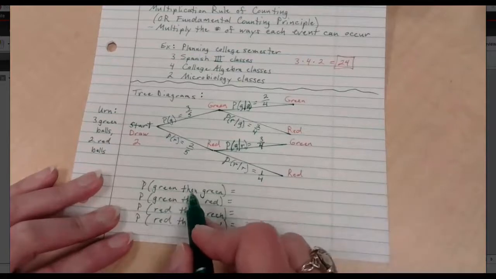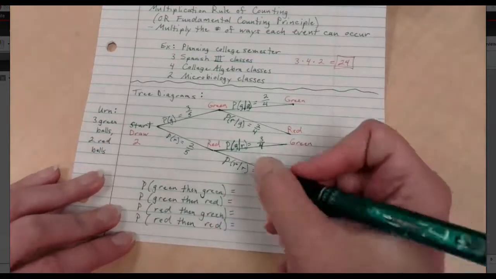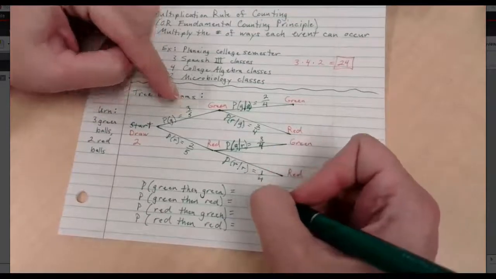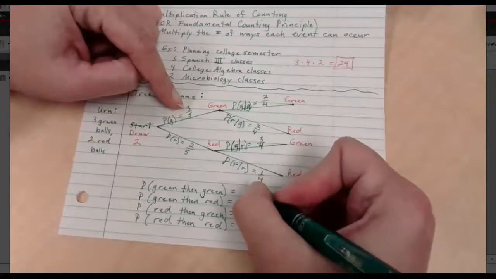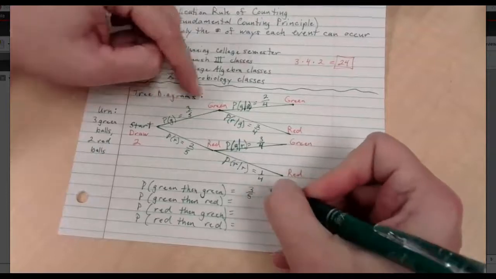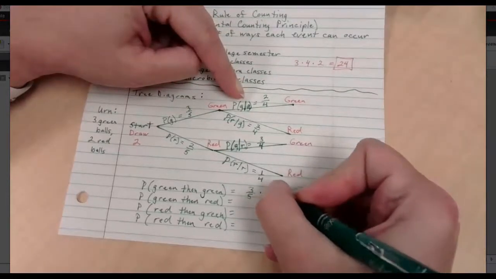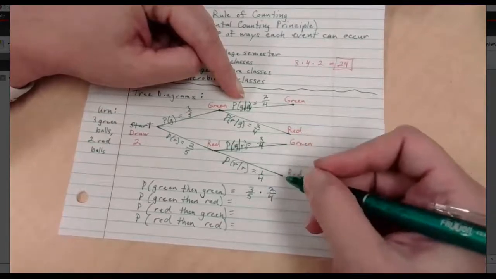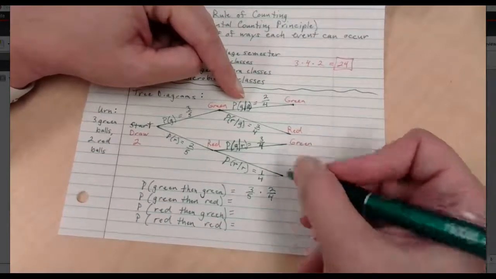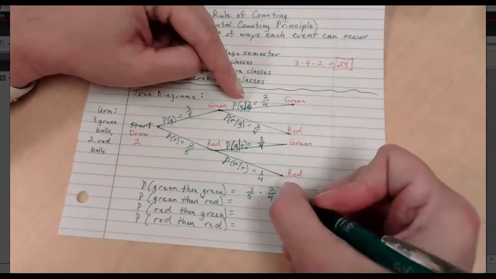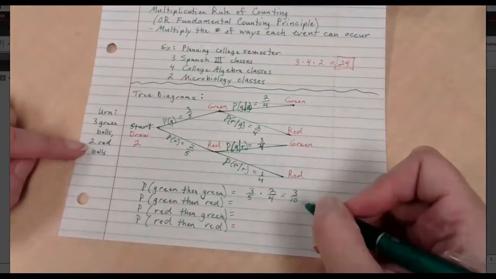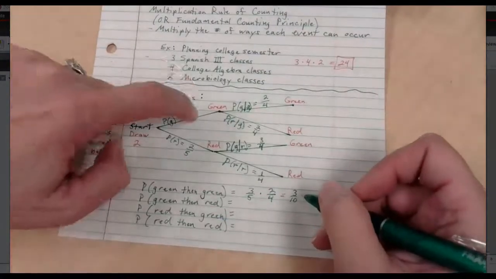So the probability of green, then another green. If this is dependent, the first probability was 3/5, and then we're going with another green, and that was 2/4. I'm looking for the probability of green, then another green. I can do this. That is going to give me, reducing, a total of 3/10. So I have a 3 in 10 chance of, on my 2 draws, pulling a green and then another green.